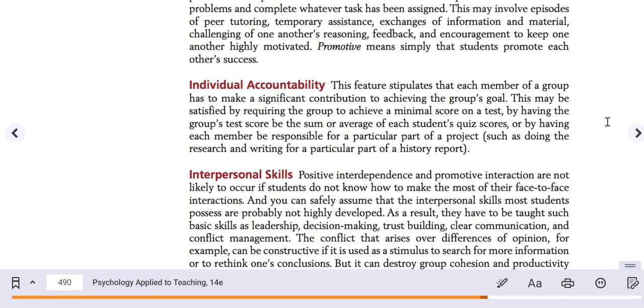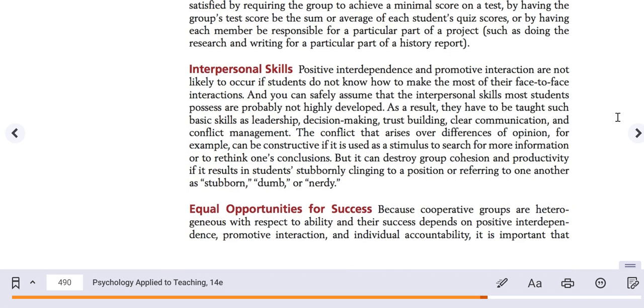Interpersonal skills. Positive interdependence and promotive interaction are not likely to occur if students do not know how to make the most of their face-to-face interactions. And you can safely assume that the interpersonal skills most students possess are probably not highly developed. As a result, they have to be taught such basic skills as leadership, decision-making, trust-building, clear communication, and conflict management. The conflict that arises over differences of opinion, for example, can be constructive if it is used as a stimulus to search for more information or to rethink one's conclusions. But it can destroy group cohesion and productivity if it results in students stubbornly clinging to a position or referring to one another as stubborn, dumb, or nerdy.